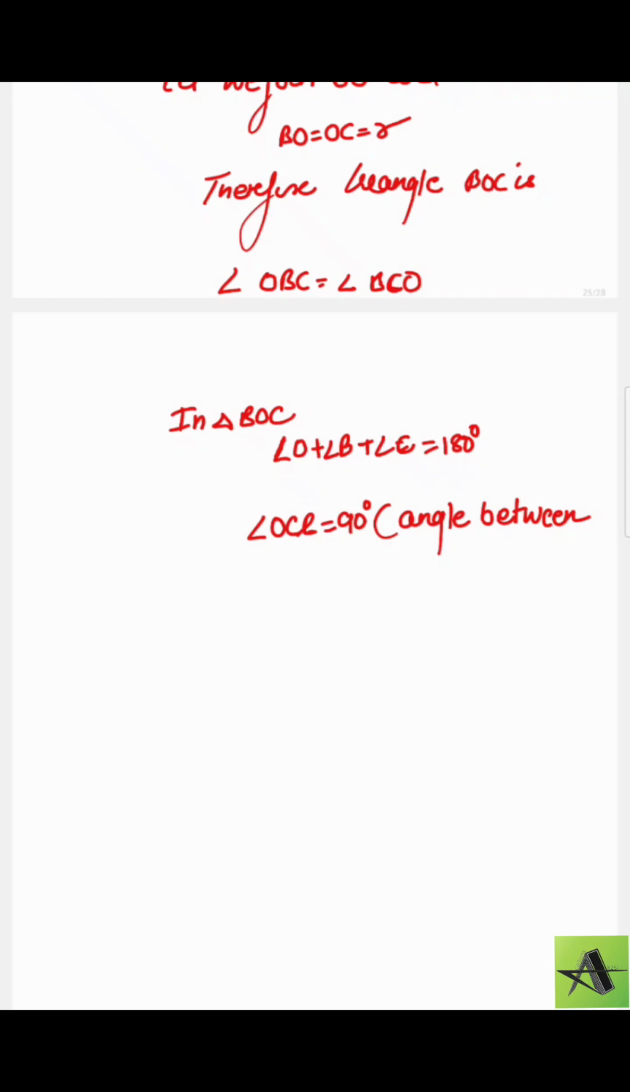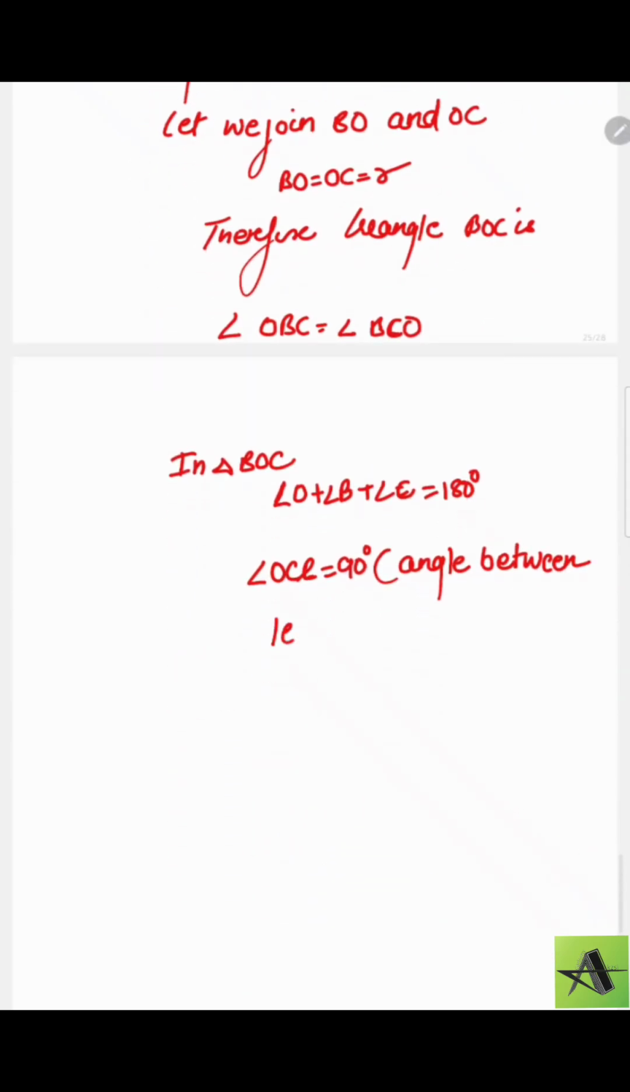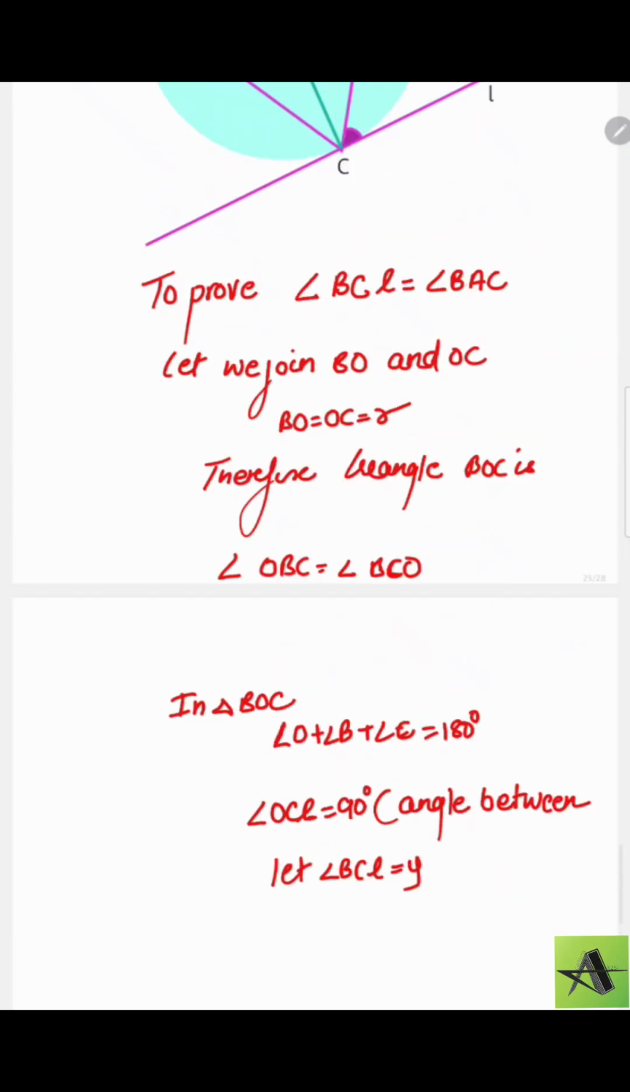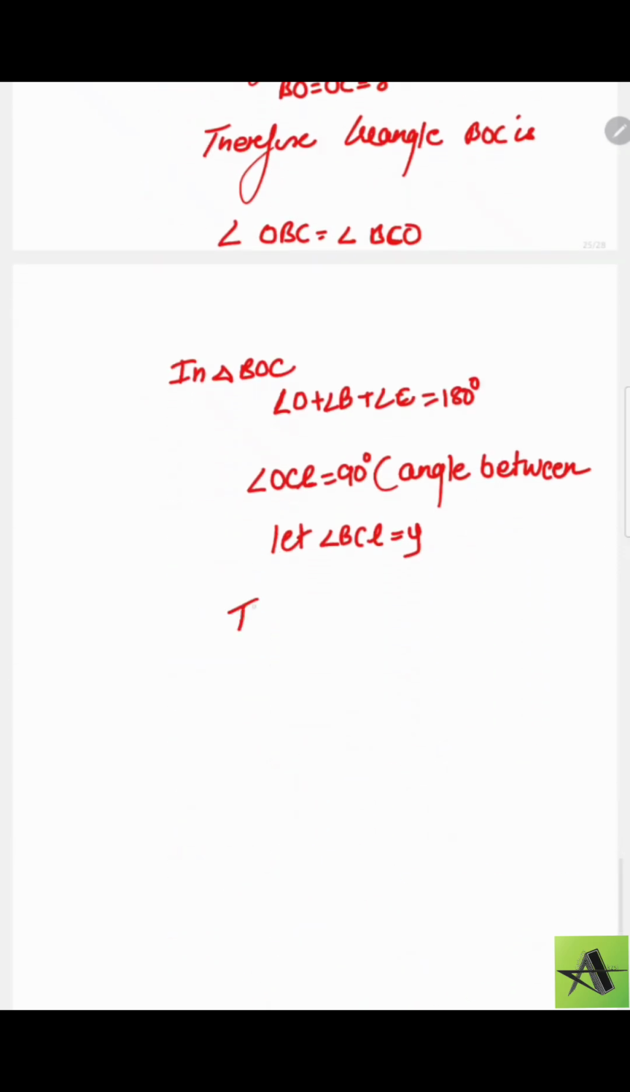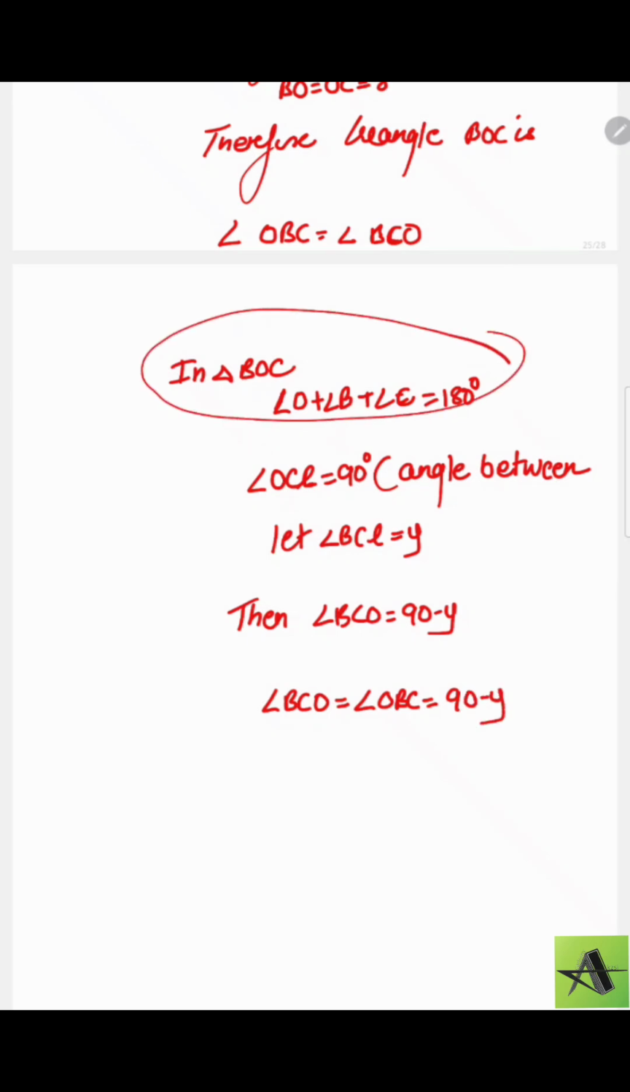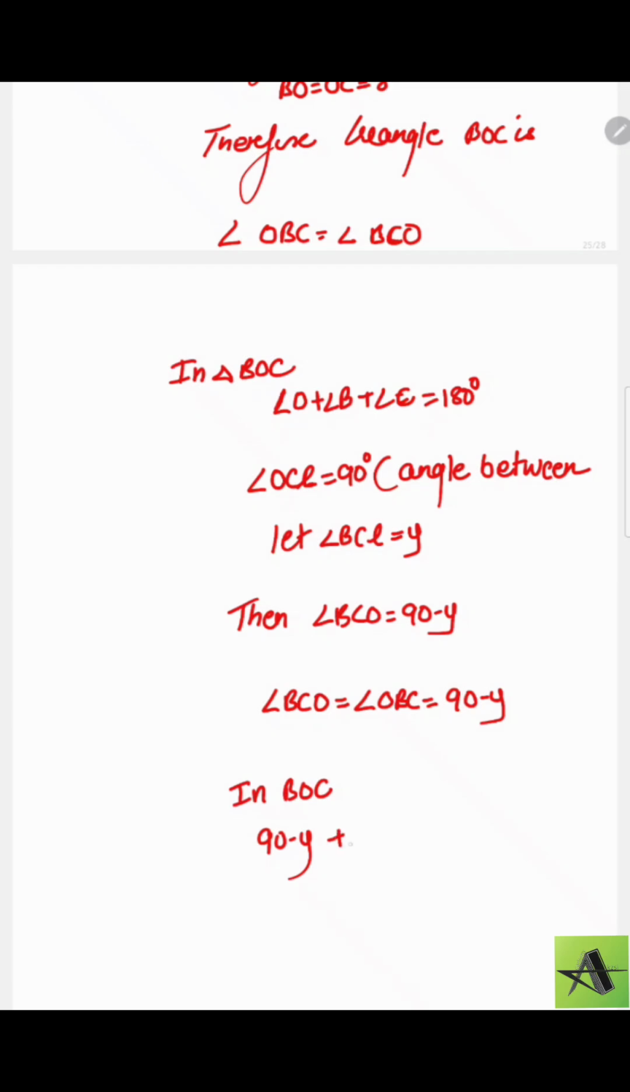So this is 90 degrees, and if angle BCL is y, then this remaining smaller part, angle BCO, will be 90 minus y. Because angle BCO is equal to angle OBC, that means angle BCO is equal to angle OBC is equal to 90 minus y. And now, coming back to this one, in triangle BOC, 90 minus y plus 90 minus y plus angle O is equal to 180 degrees. That means angle O is equal to 2y.